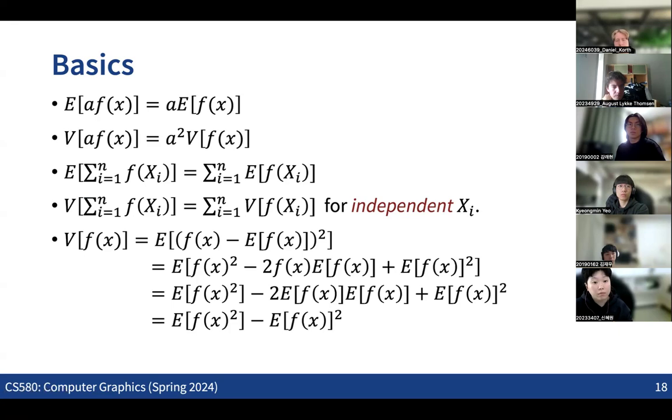So what happens if the variables are not independent of each other? I'm quick-checking whether you have some background in statistics. If the random variables are not independent of each other, how should we change the first formula here?